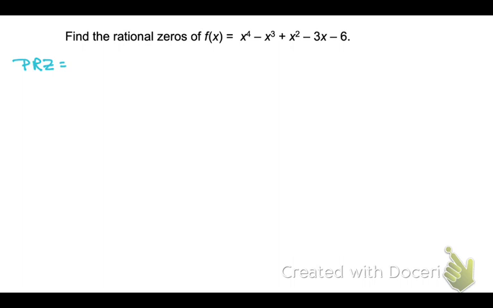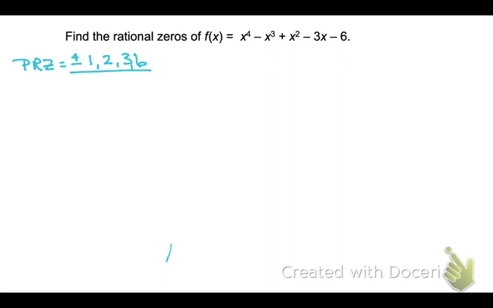6. So plus or minus, and the plus or minus goes with all of them, okay? I don't want to write it with everything, do you? No. So what are the factors of 6? 1, 2, 3, 6. Okay, so plus or minus 1, plus or minus 2, plus or minus 3, plus or minus 6.